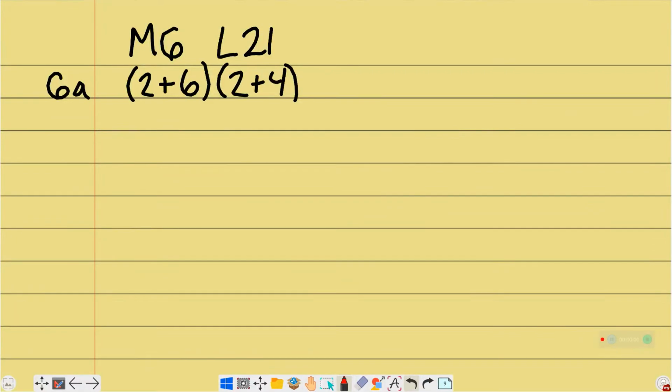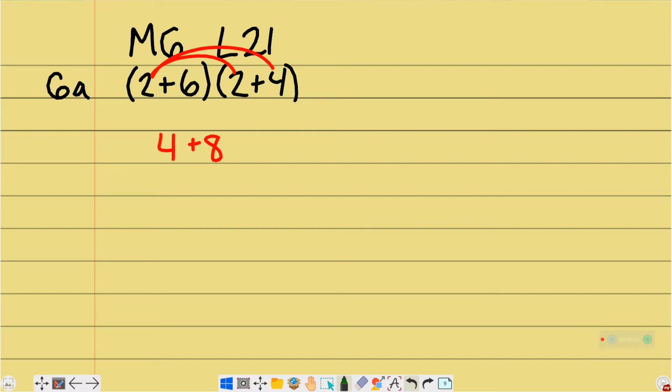Number 6 says use the distributive property to multiply the following expressions. When we use the distributive property, you have to multiply into both pieces. So we take the 2 and we multiply it by 2, and that gives us 4. Then we take the 2 and we multiply it to the 4, and 2 times 4 is 8.